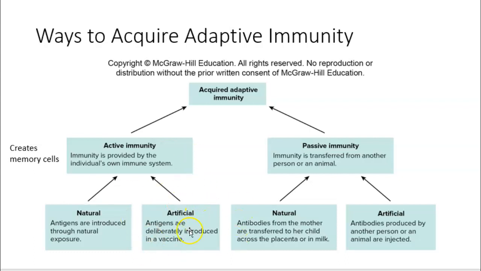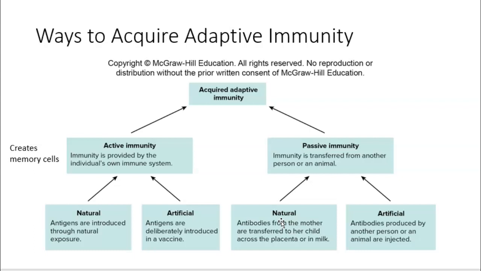In artificial active immunity, this is what vaccinations are all about, that you artificially or purposefully, deliberately introduce an antigen to your body to stimulate an immune response. And so you have memory cells that will remember that pathogen if it does enter the body naturally in the future.